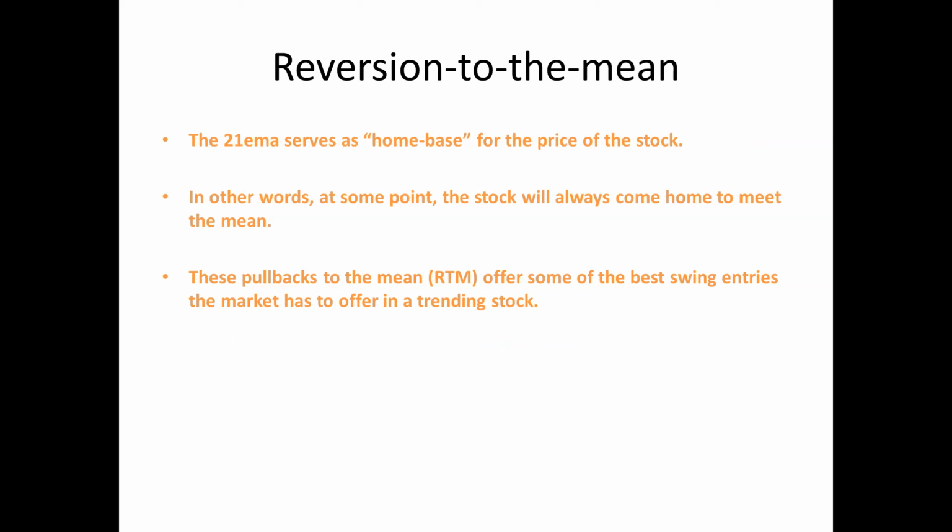Now, one of the biggest things, guys, that I use here with the 21, is the concept known as reversion to the mean. So the 21 EMA kind of serves as home base, so to say, for the price of a stock. Or in other words, uptrend, downtrend, regardless, at some point, guys, the stock is always going to come home to meet back with the mean. It's going to make the reversion to the mean, coming back towards that average price. These pullbacks to the mean, the reversion to the mean, offer some of the best swing trade entries that the market has to offer in some of the best trends that we're going to find.